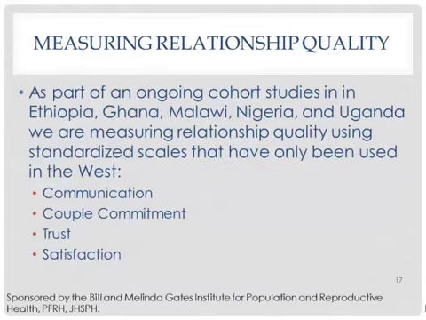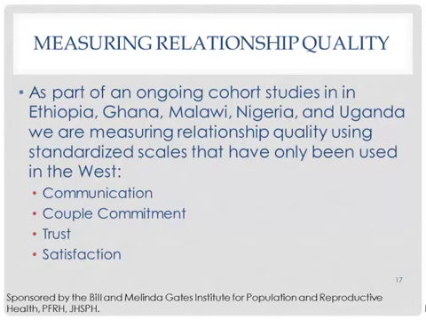So as part of an ongoing cohort study in Ethiopia, Ghana, Malawi, Nigeria, and Uganda, and then a somewhat different study in Egypt and China, we embedded questions on marital relationship quality using standardized scales that have really only been used in Western countries. And just as a quick background on this study, this is called the Family Health and Wealth Study.